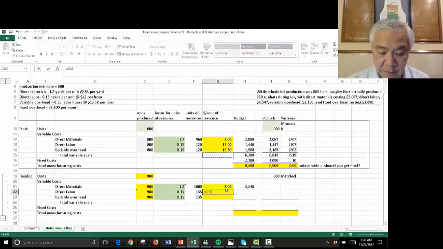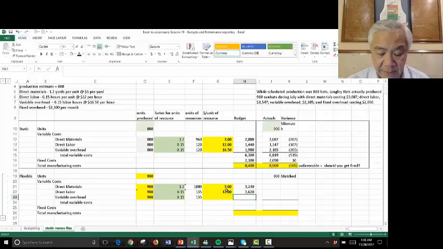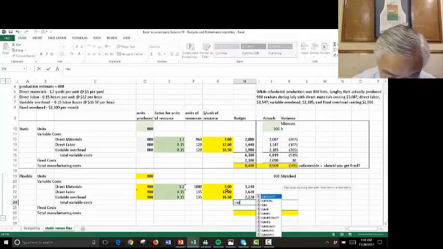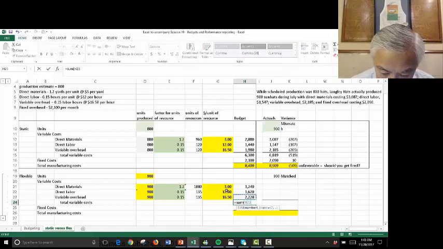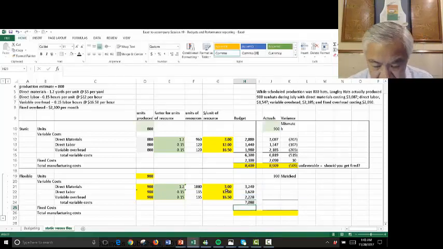Same thing with labor. We are expected to spend $12. If we spend $12 times number of hours, we would spend $16.20. Same thing with overhead. If we're expecting 650 times 135, it should be 2228. So the sum is 7080.